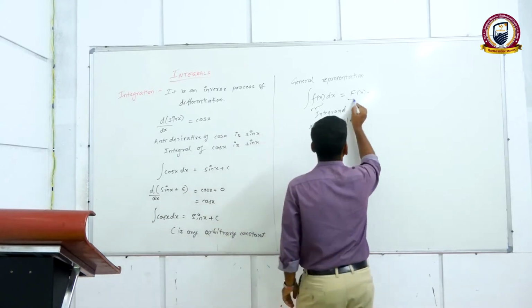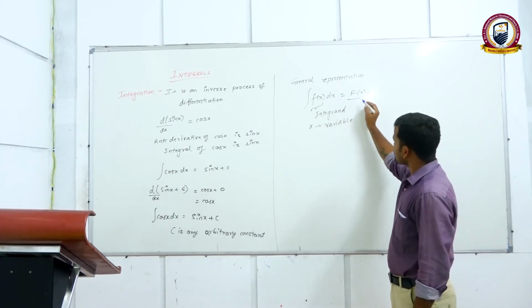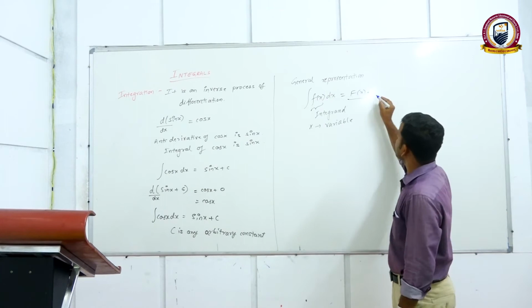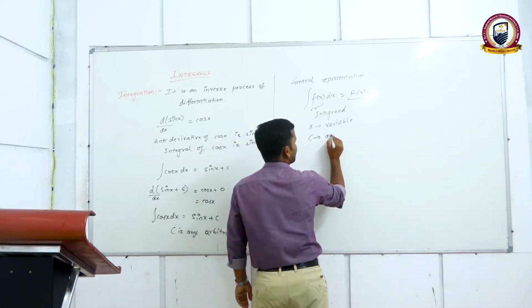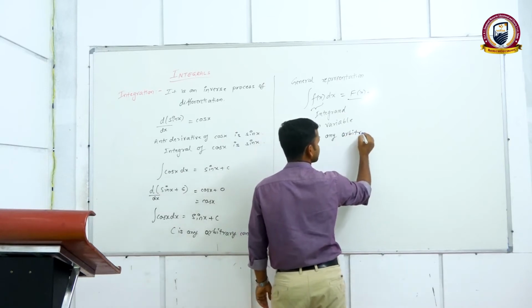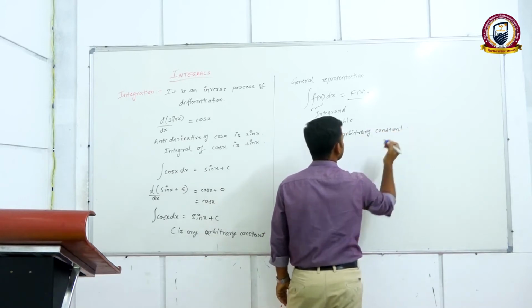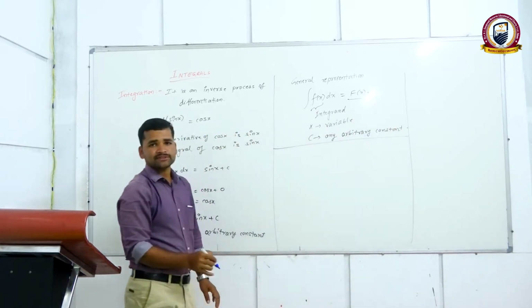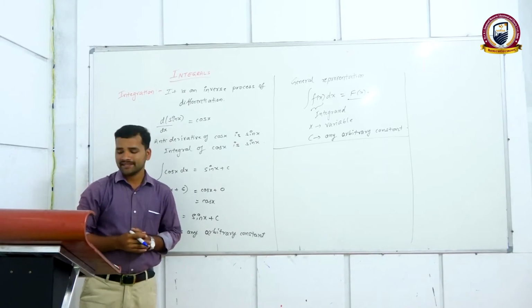And what about the function F of x? This is the function we got after integrating it, or the differentiation of this function will be f of x. And what about this c? c is nothing but any arbitrary constant. Okay, this much concept is enough to go with the problems of integration.